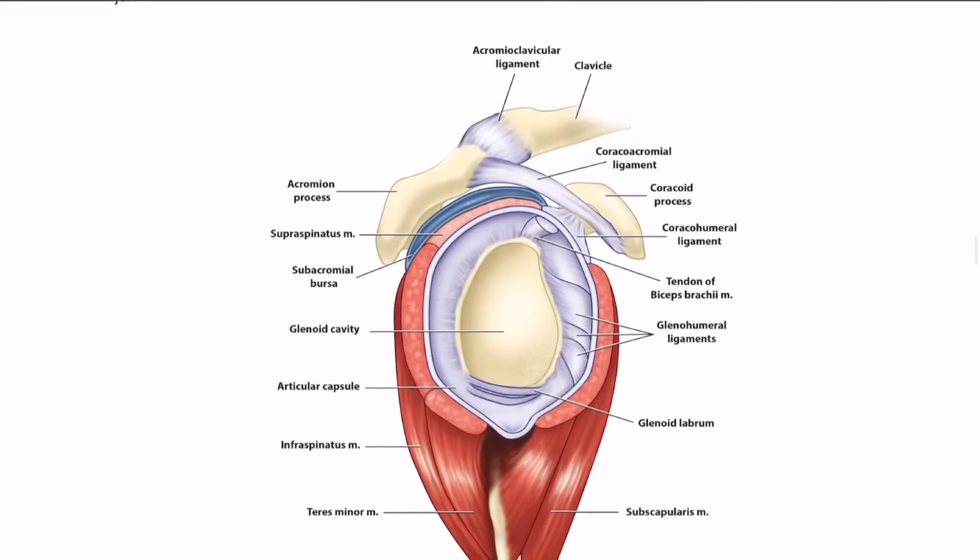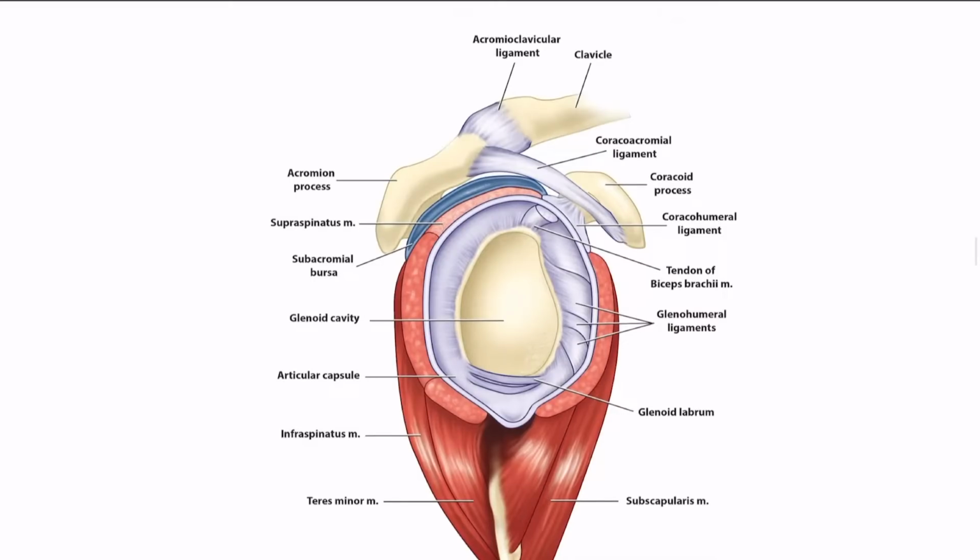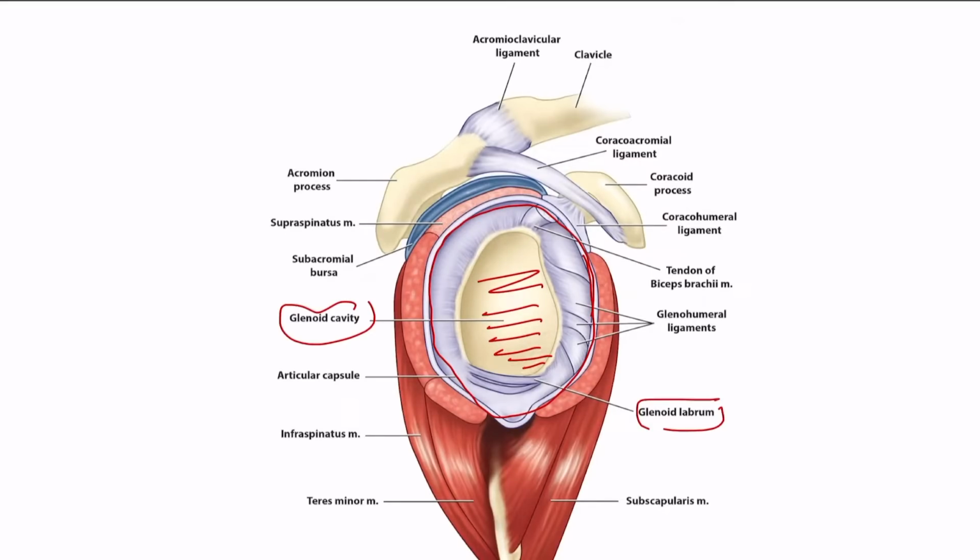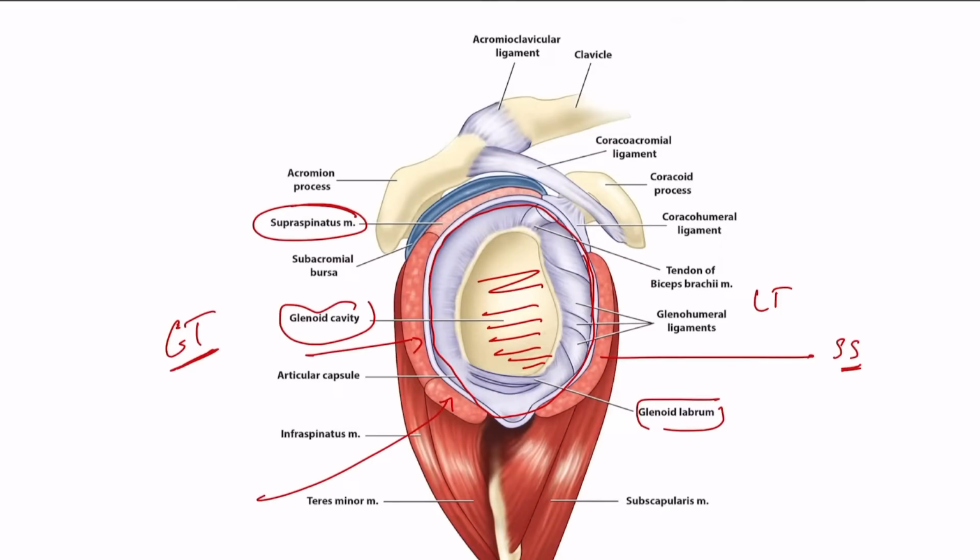Looking at this diagram or illustration, this is the glenoid cavity, and around the glenoid cavity you have the glenoid labrum, which is this one. The glenoid labrum gives the glenoid cavity some more cavitation to make the joint a little bit more stable. In terms of the muscles, on this side is the greater tuberosity, and on this side is the lesser tuberosity. This muscle here is the subscapularis muscle, this muscle is supraspinatus, this one is the infraspinatus, and also the teres minor muscle, right there.